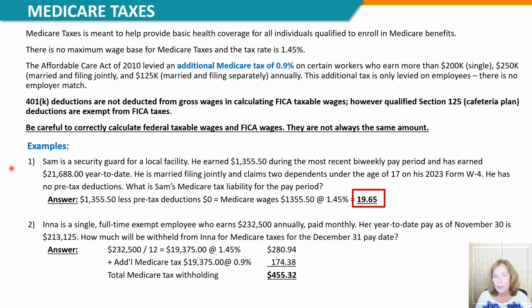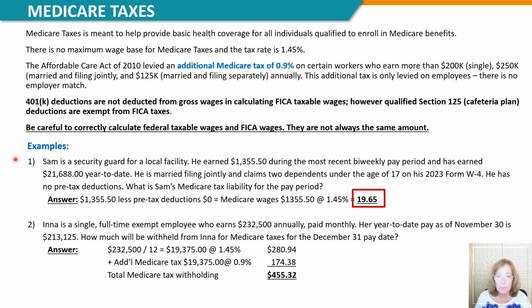Sam is a security guard for a local facility. He earned $1,355.50 during the most recent biweekly pay period and has earned $21,688 year to date. He's married, filing jointly, and claims two dependents under the age of 17 on his 2023 W-4. He has no pre-tax deductions. What is Sam's Medicare tax liability for the pay period?